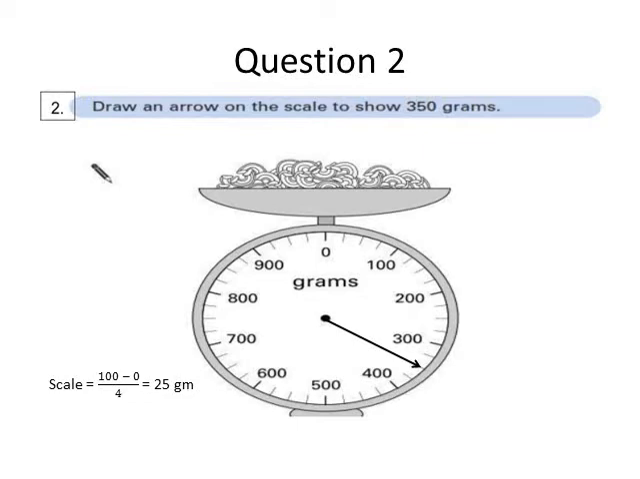So it's 1, 2, 3, 4, so it's 4 spaces. So 100 over 4 equals 25 grams. So every dash in this scale is 25 grams. So here I'm walking, and he wants me to show 350 grams. So I'm starting at 300, and after that walk another step. So a step is 325, and then another step. So it's 350. So this is 350. I have to draw an arrow, and this is the answer for question number two.